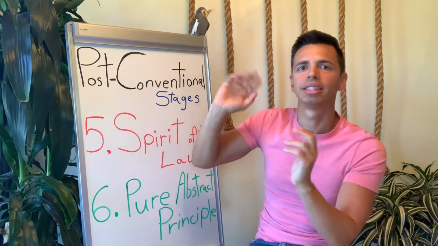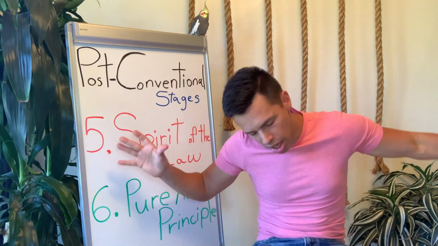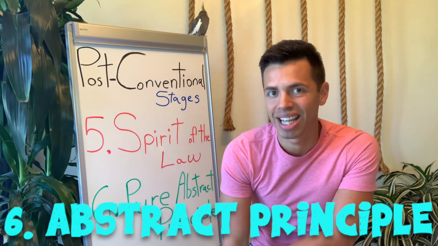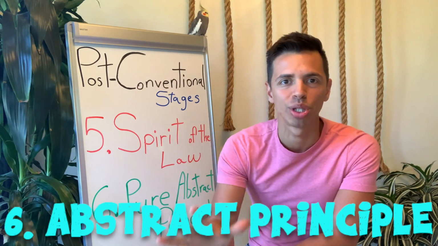The highest stage of Kohlberg's stages of moral development is pure abstract principle.